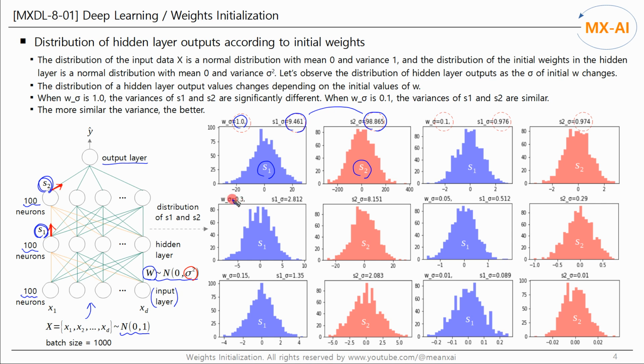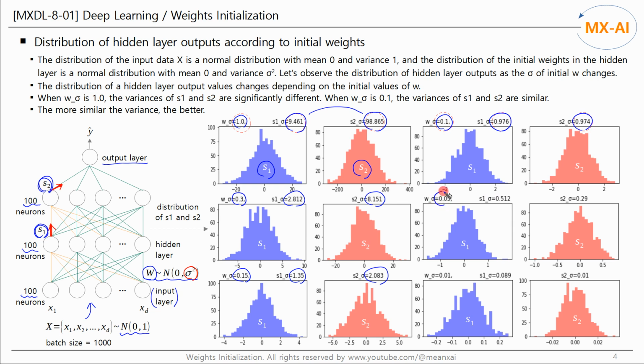If we set the sigma of W to 0.3, the distributions of S1 and S2 are as follows. The difference in variance is greatly reduced, but the sigma of S2 is still about 3 times larger. If we set the sigma of W to 0.15, the distributions of S1 and S2 are as follows. The difference in variance is further reduced. If we set the sigma of W to 0.1, the distributions of S1 and S2 are as follows. The two variances are very similar.